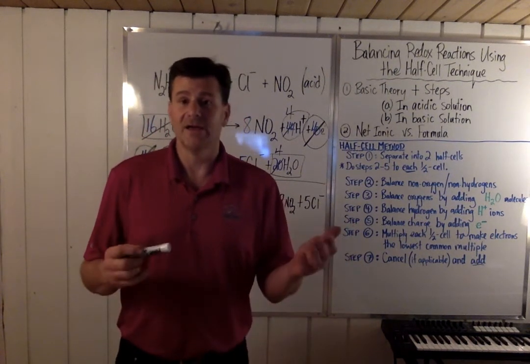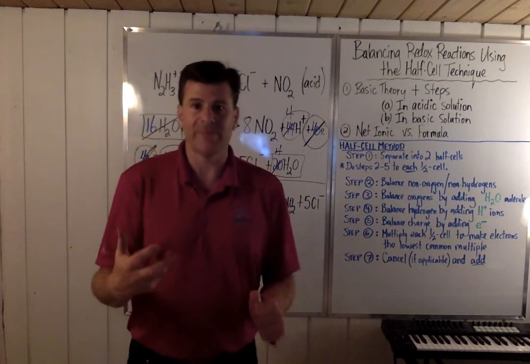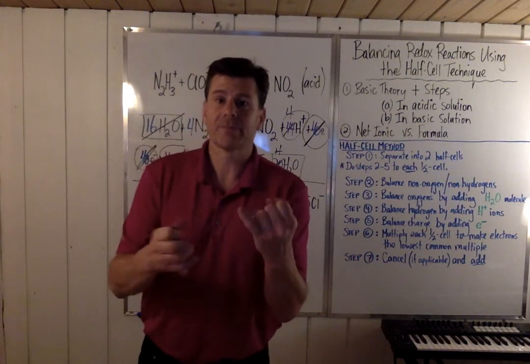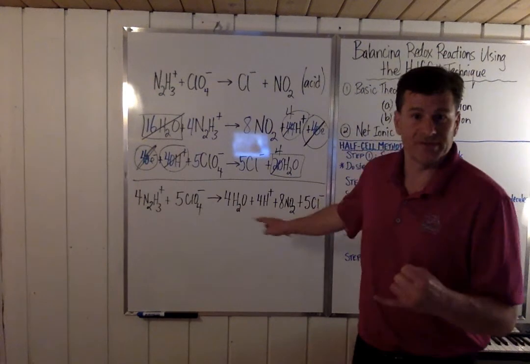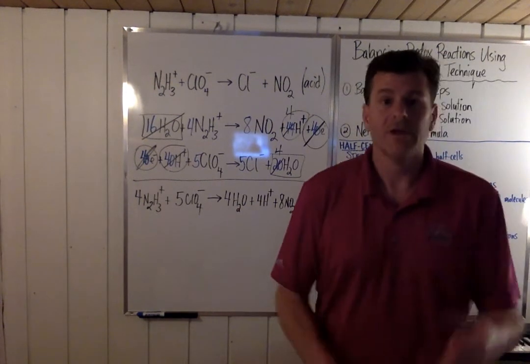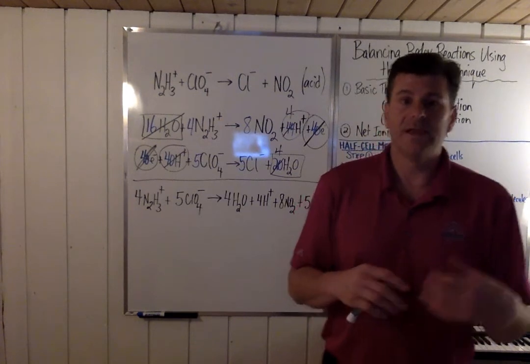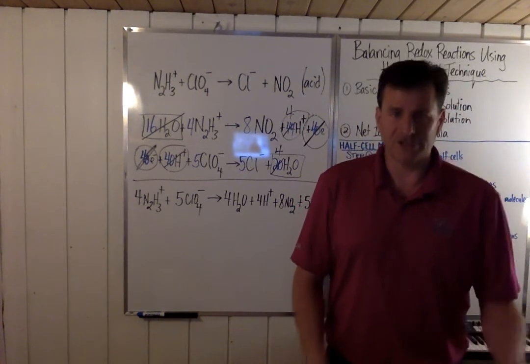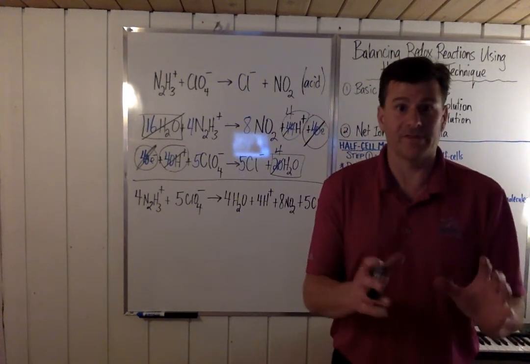Okay, so my rule of thumb, the technique, your strategy for balancing in a basic solution will be to, 1, balance it in acidic. So this is my answer in acidic. Okay, good. 2, convert it to hydroxide. Now, how do you convert to hydroxide? Here's what you do. You look at your equation and you focus in on the H pluses. Where's the H plus term?